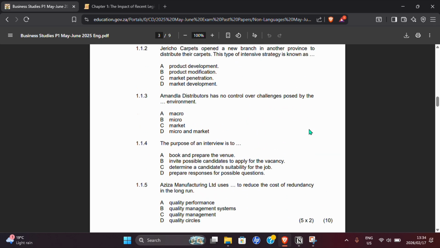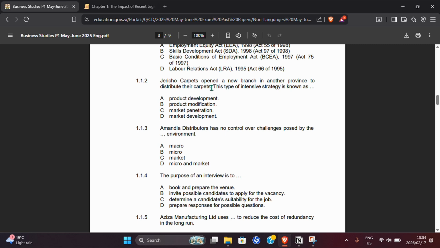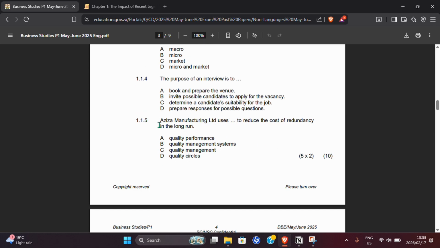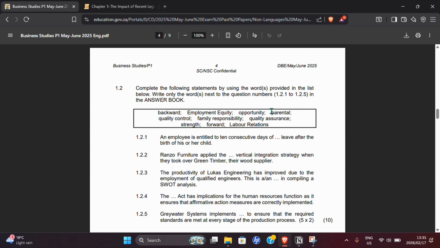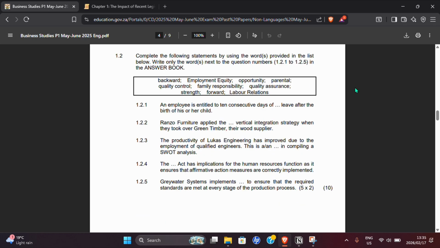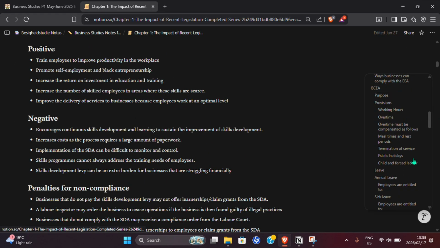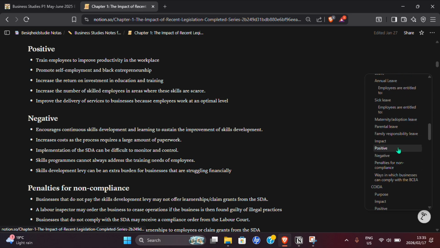So then again, we look for another legalization one. That is not from legalization. 1.1.3 is not from legalization. 1.1.4 not from legalization. 1.1.5 not from legalization. So you don't do those, as that's not the chapter that we're practicing right now. All right, then 1.2.1: an employee is entitled to 10 consecutive days of leave after the... right there. That comes from legalization. So let's say you're unsure about this, then you'd go ahead and use your notes, go down, the BCE, it has to be that leave. Here we go.